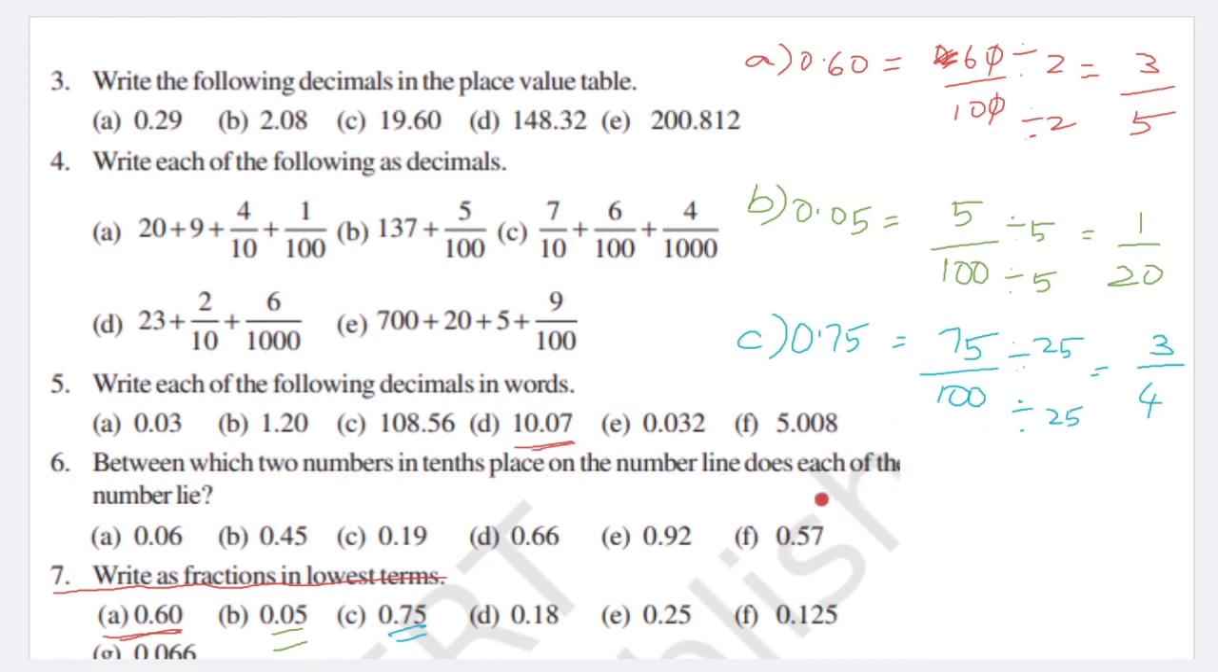10.07. 10.07 will be 10, and after 10 you are writing 07 without the point. After the decimal point you have 2 digits, therefore 2 zeros will follow the 1 here. So this is the answer for this, and now we have to simplify this.